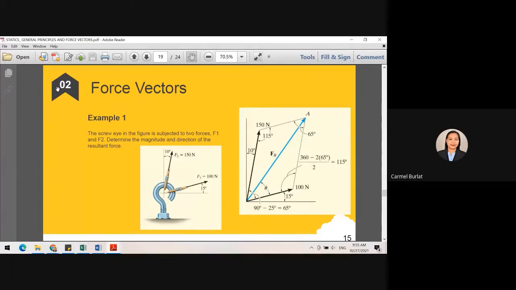Magnitude of F1 is 100, F2 is 150, and you have the direction, the angle. Okay? So the question is, determine the magnitude and direction of the resultant force. So, pinaka-convenient ninyo gamiton, buhaton. So, get your paper, get your notebook, your calculator, your pen, and solve this one.